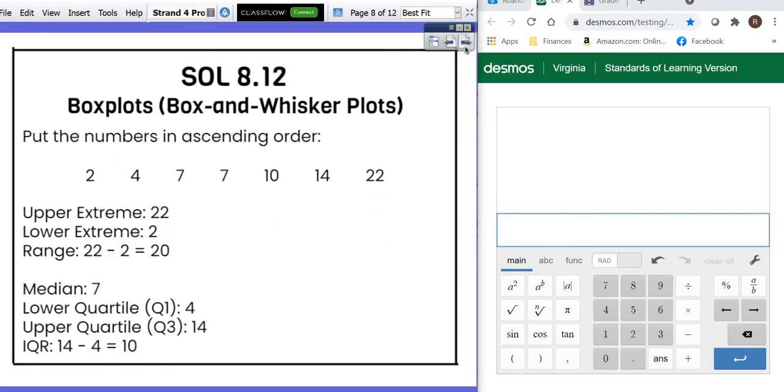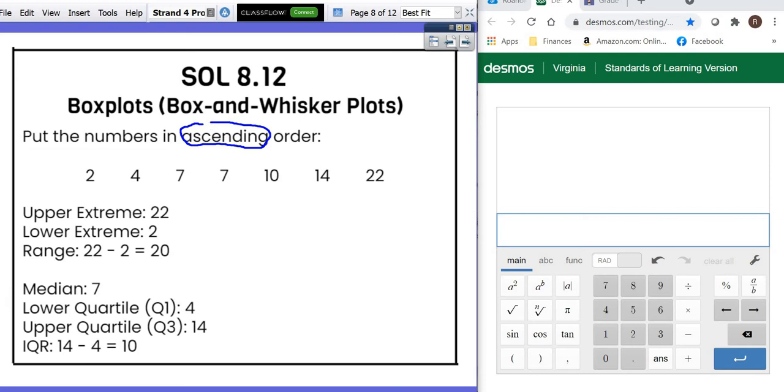All right. So if we talk about box and whisker plots, the first thing you need to do is put your numbers in ascending order, which means smallest to largest. These are already there: 2, 4, 7, 7, 10, 14, and 22. Your upper extreme is 22. Lower extreme is 2. To get your range, you take 22 minus 2 and get 20.